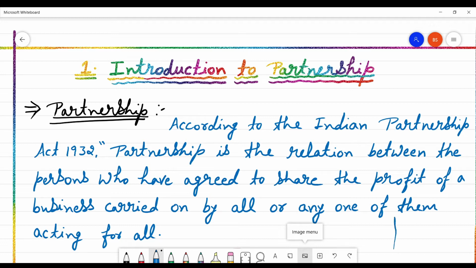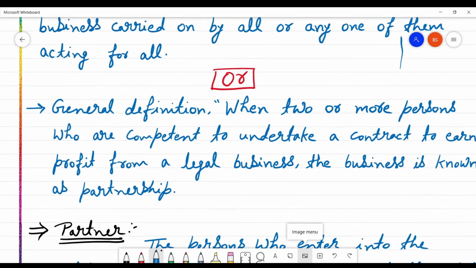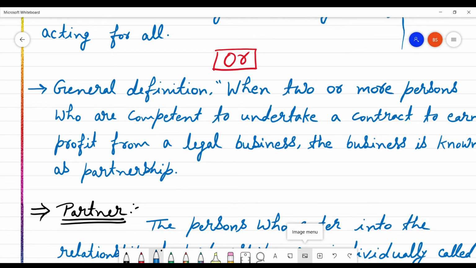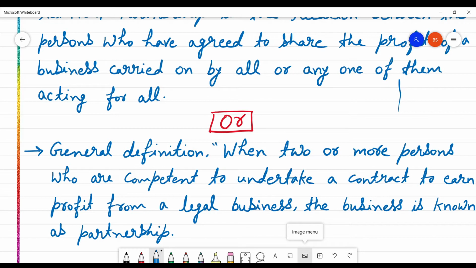Or you can write this definition like this also. General definition. When two or more persons who are competent to undertake a contract to earn profit from a legal business, the business is known as partnership.